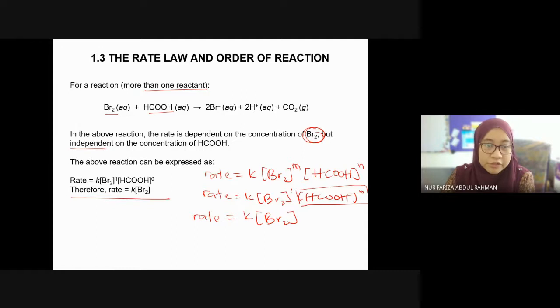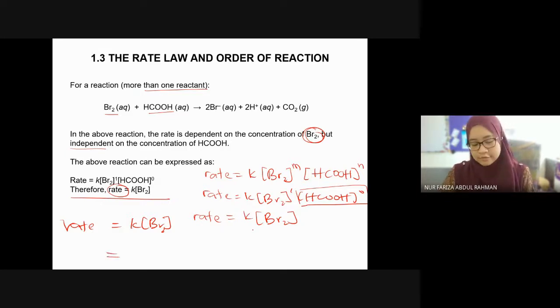See? You need to have the rate, okay? Don't write the rate law as directly equal to k[Br2]. Don't do that. You have to write rate is equal to and so on. Don't just simply write equals straight away. Don't do it like that, okay?